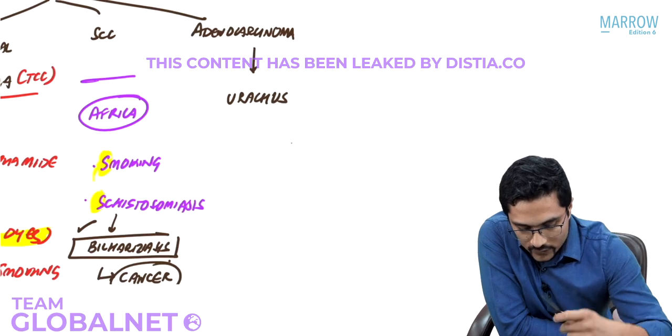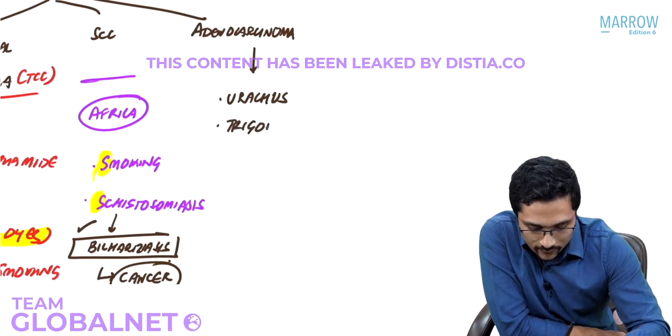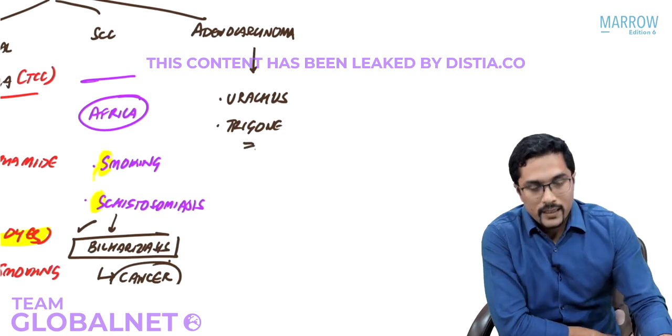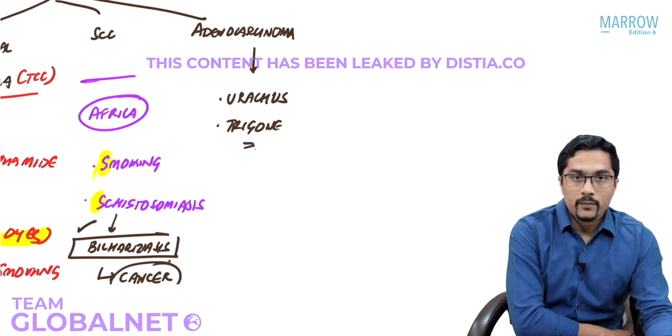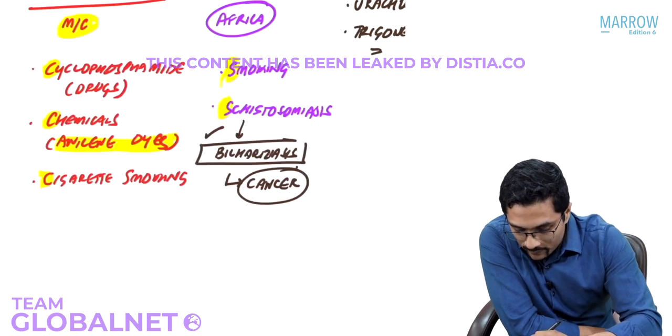Adenocarcinoma can develop in the region of the persistent urachus, or it can be seen in the region of trigone. These are the 2 places where adenocarcinoma of the bladder can be found. So these are the 3 types of bladder cancers.